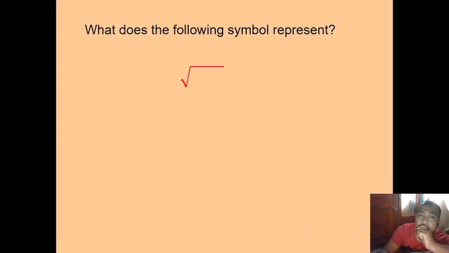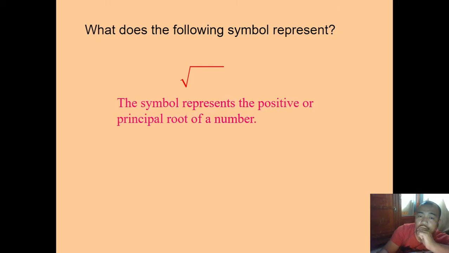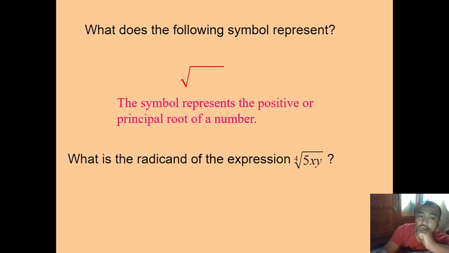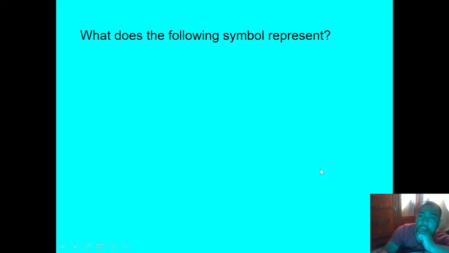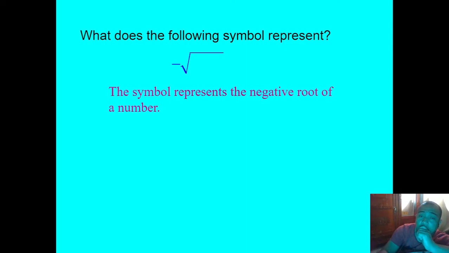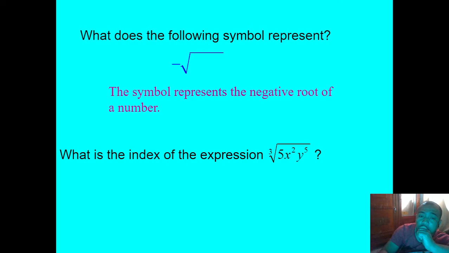What does the following symbol represent? This symbol represents the positive or principal root of a number. What is the radicand of the expression fourth root of 5xy? 5xy is the radicand. The variable or number inside the radical sign is what we call the radicand, 5xy. What does the following symbol represent? This symbol represents the negative root of a number. What is the index of the expression cube root of 5x squared y to the fifth? 3. This is the index.